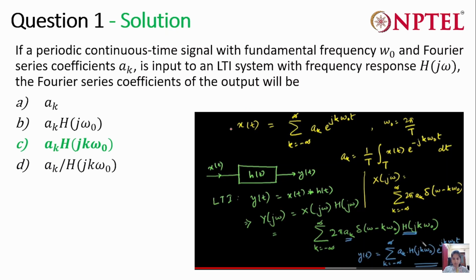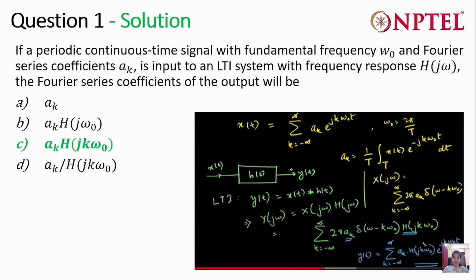What is our input x of t in terms of Fourier series coefficients? It is summation k equal to minus infinity to infinity ak e power jk omega naught t, where omega naught is the fundamental frequency, which is 2 pi by t. And our Fourier series coefficients ak can be found by 1 by t integral over t x of t e power minus jk omega naught t dt. Now what we need is y of t equal to x of t convolved with h of t.